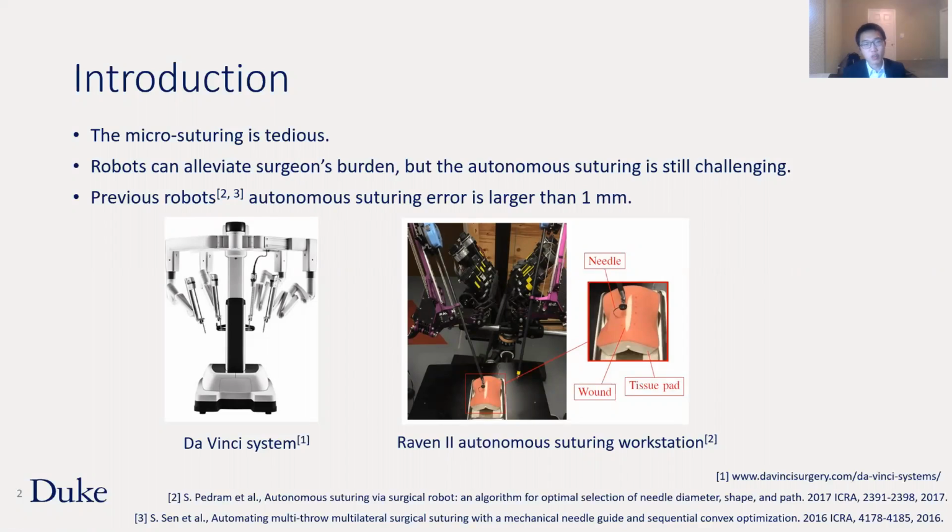For example, with a normal camera, when the needle is under the tissue, the vision system cannot track the needle. During needle insertion, due to the large deformation of the wound, it is hard for the robot to track the movement of the planned entry and exit points. We also need a micro-resolution imaging system to calibrate the needle and the camera. The previous autonomous suturing robots' suturing error is larger than 1 millimeter. Our goal is to develop an autonomous surgical suturing system with a needle insertion error of less than 1 millimeter.